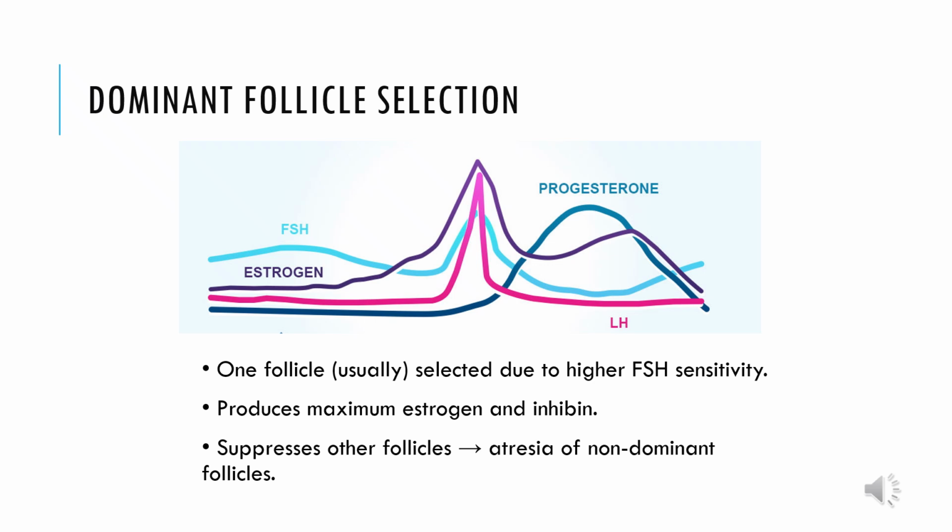At this stage, usually one follicle is selected as the dominant follicle because it is more sensitive to FSH. It produces the highest levels of estrogen and inhibin, which in turn suppress FSH, causing the other growing follicles to undergo atresia. This ensures that only the healthiest follicle continues to develop toward ovulation.